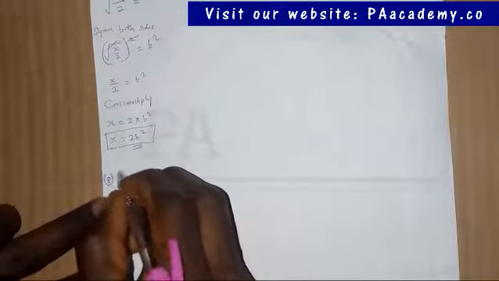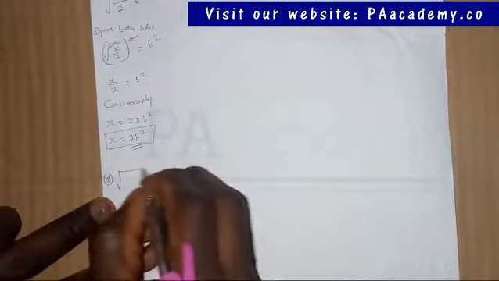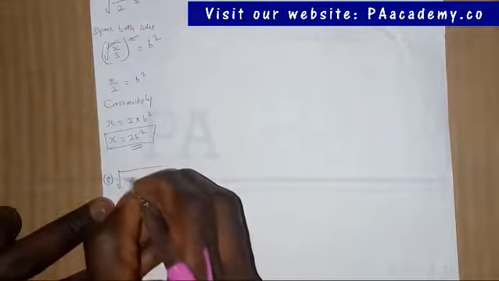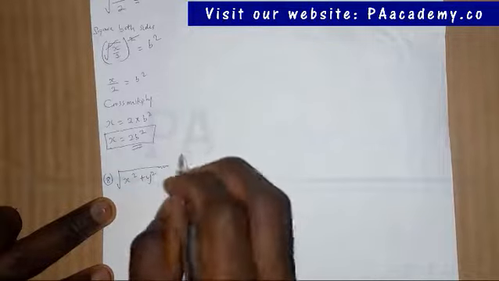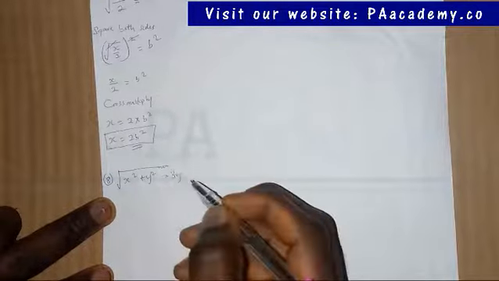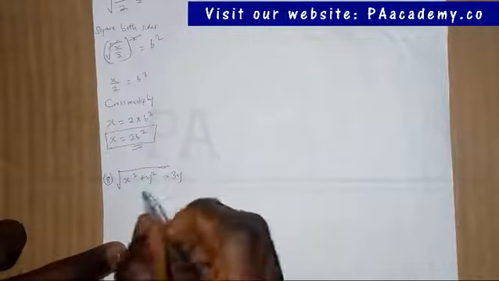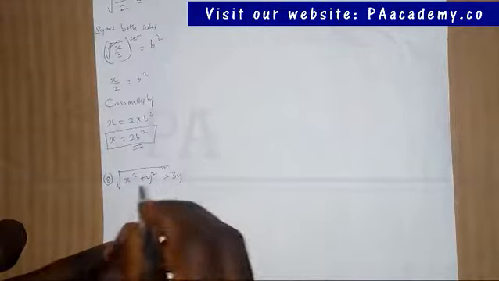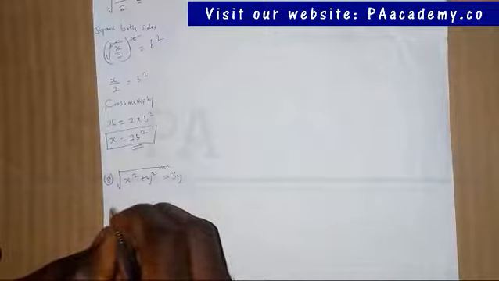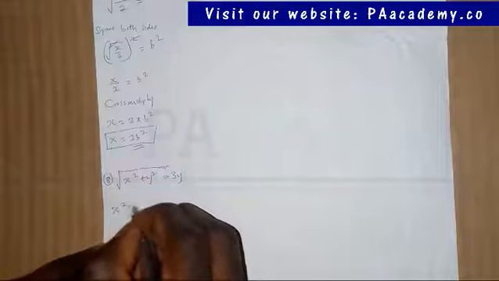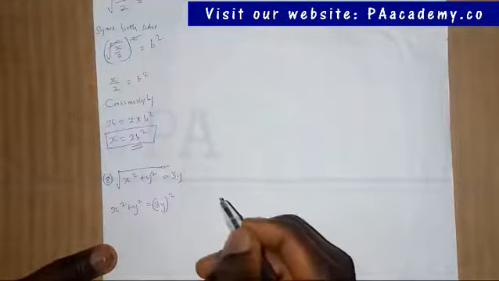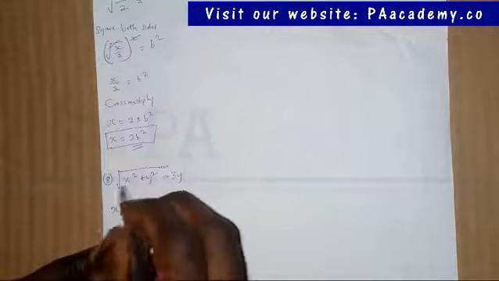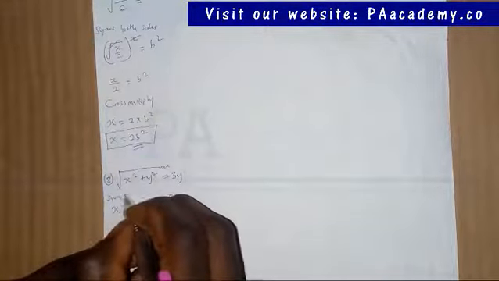Alright, so here we have square root of x squared plus y squared equals 3y. The same thing we are going to do, we are going to square both sides. If you square both sides, we cancel out the square root here. So we are going to be having x squared plus y squared equals 3y all squared. Let me just write it here, square both sides.